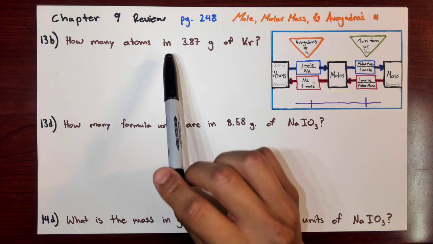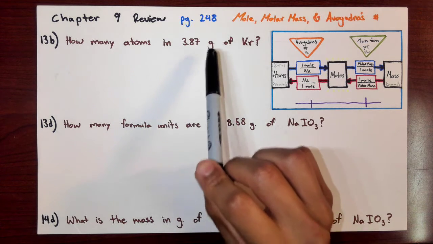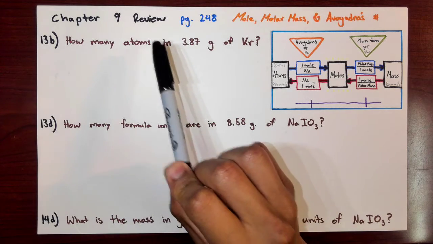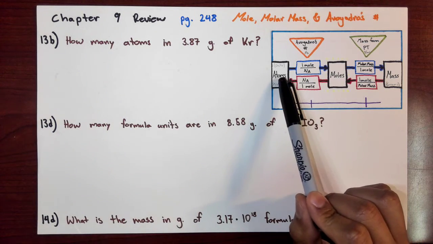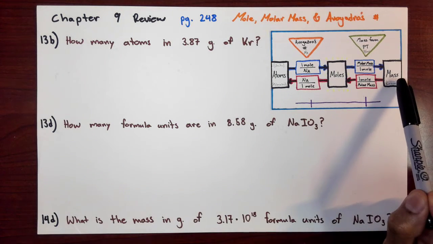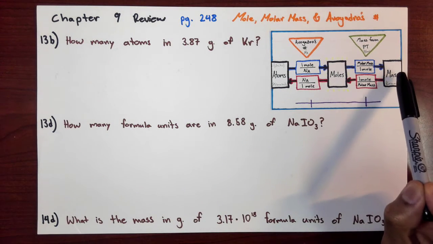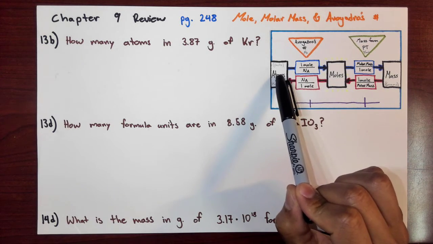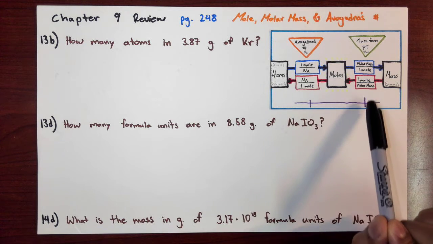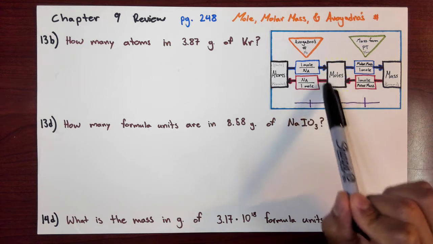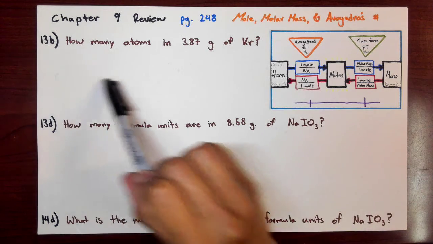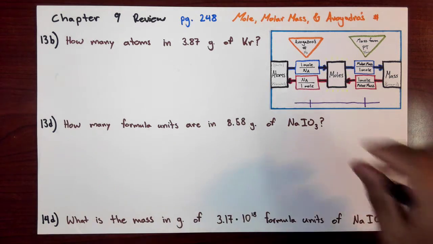How many atoms are there in 3.87 grams of krypton? Okay, so how many atoms? That means that we're going to finish at atoms, but we are starting in 3.87 grams of krypton. So that means that we're starting in mass, which means that we're going to have to go from mass all the way to atoms. Now, if we're going from mass all the way to atoms, our bridge is going to have two columns, right? Because we're going to need to pass by moles in the middle, okay? So let's go ahead and let's form that bridge, and I'll show you guys how to set it up, okay?